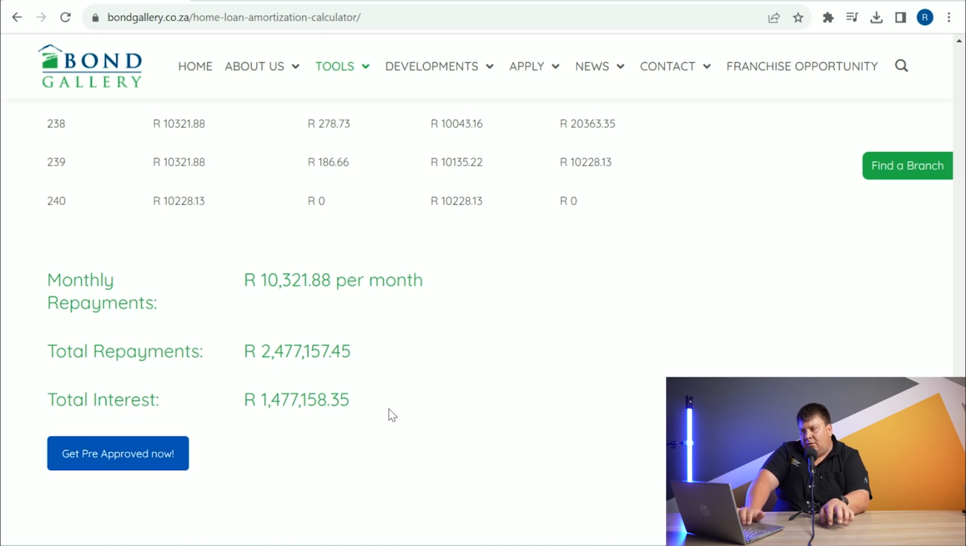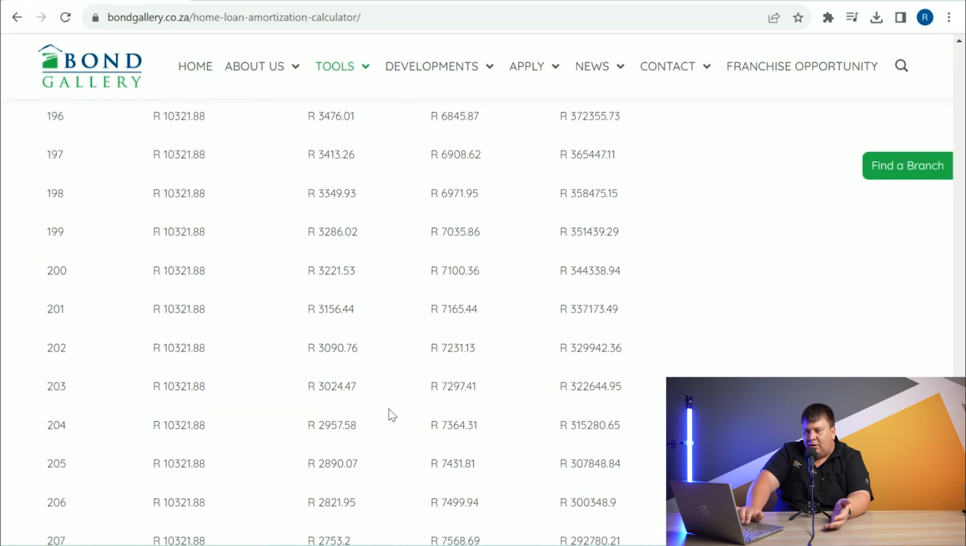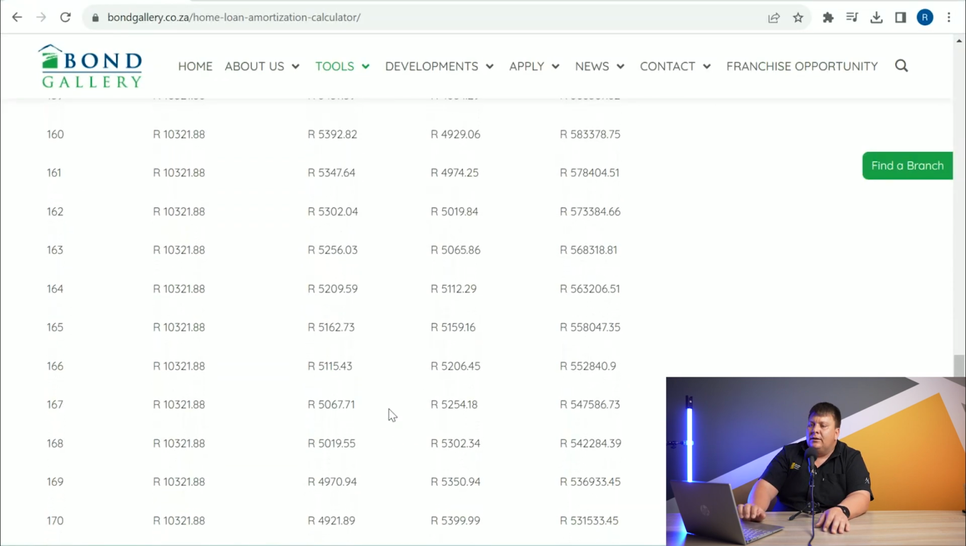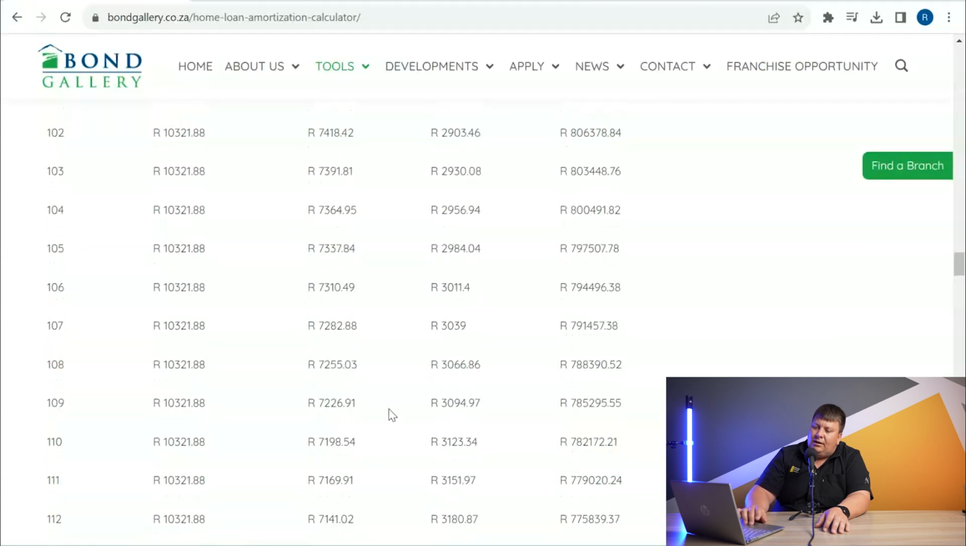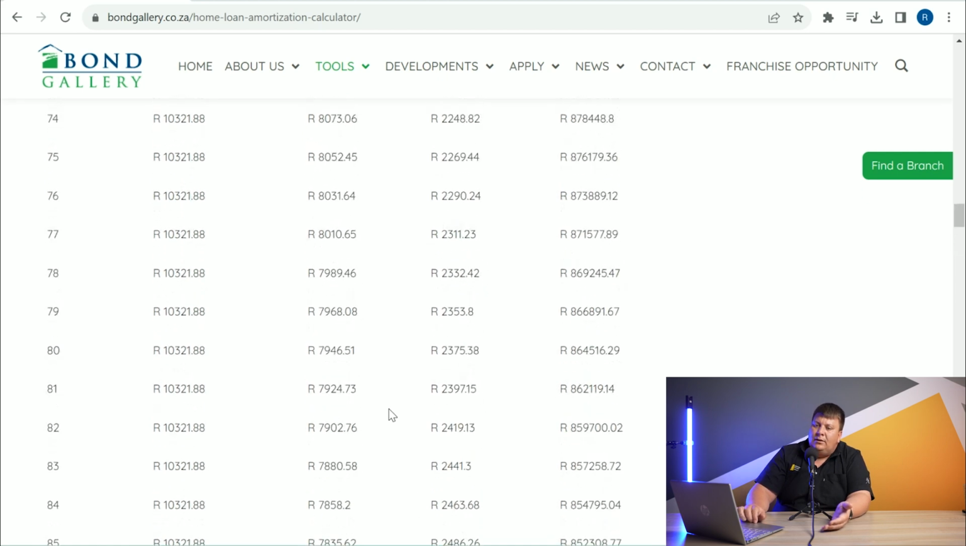Now, this is high, but this is what the cost of interest is. I don't think very many people actually consider what the cost of lending money is. But if you need to lend money to purchase property, that's the only way that you can do it.